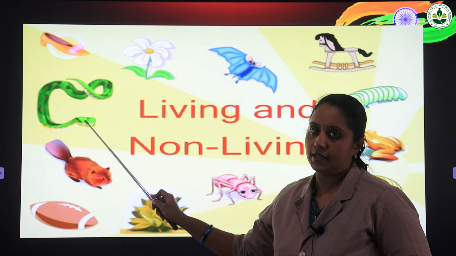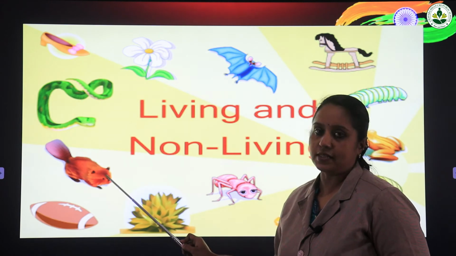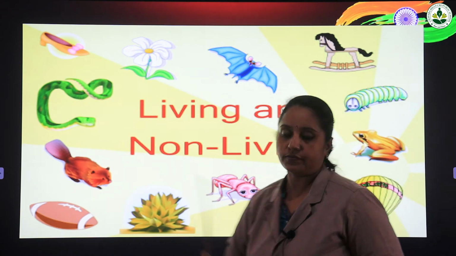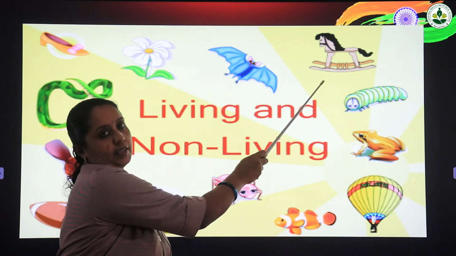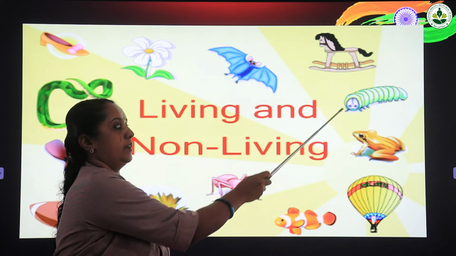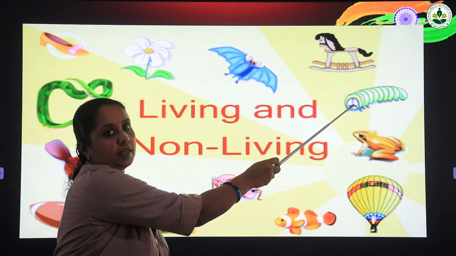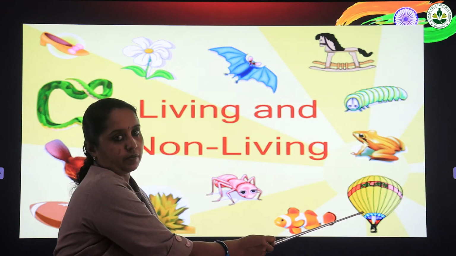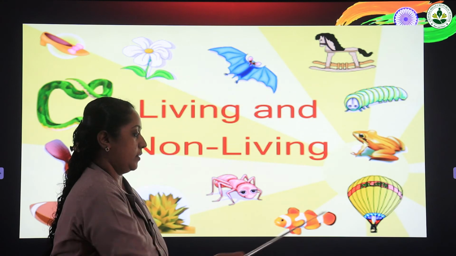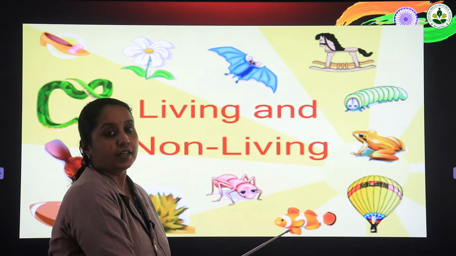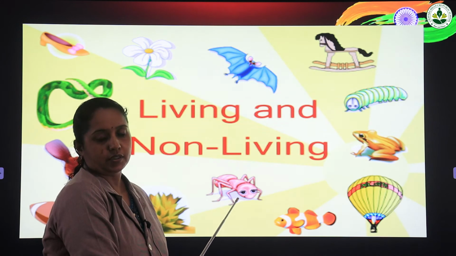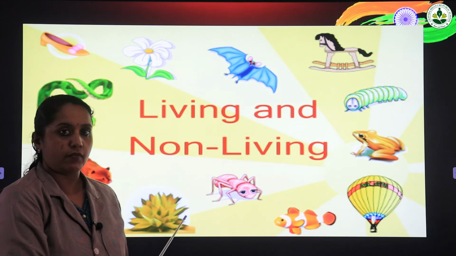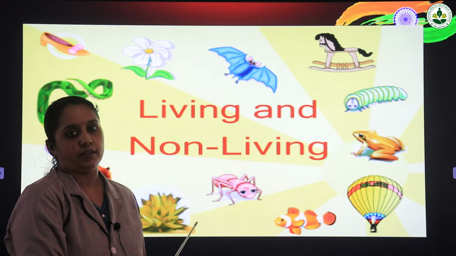Now this is a snake. It is a living thing. A rat is a living thing. Now bat also is a living thing. This is a toy. This is a non-living thing. Here this worm is a living thing. Frog is a living thing. Parachute is a non-living thing. Fish, it's a living thing. Cockroach, that is also a living thing. Now here another flower is there. It's a dry flower. That is a non-living thing.